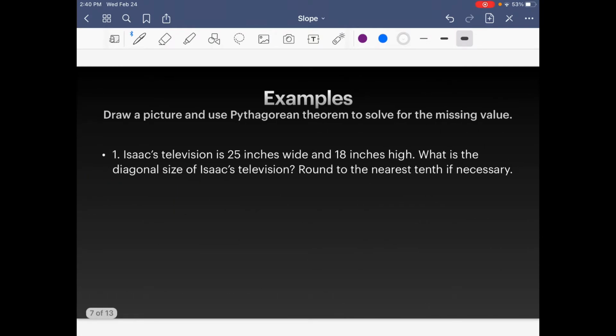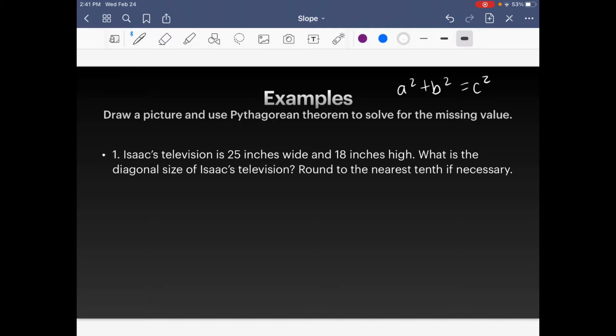So today we're simply going to be doing some examples because we already know that Pythagorean theorem is a squared plus b squared equals c squared, and we know that that's used to solve for missing sides of a right triangle. So today we are going to draw pictures and use the Pythagorean theorem to solve for the missing value in the word problem. Every word problem is going to involve a right triangle of some sort in the picture.